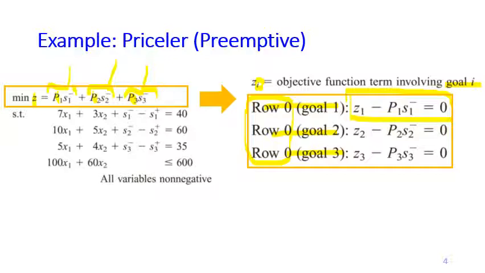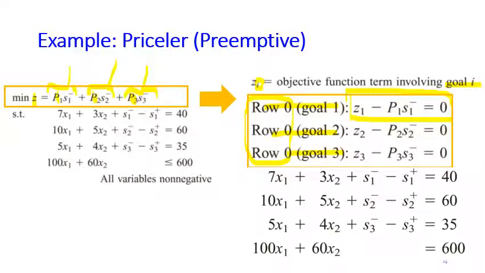So we have 3 row zeros because we have 3 goals, and then these are the constraints. And then do not forget, because we would like to have everything in standard form, for the fourth constraint we have less than or equal to, so we are adding a slack variable such that now it becomes an equality. So this is the formulation of the preemptive goal programming for the Priceler example.